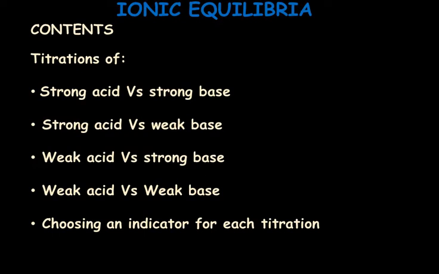In this video, we'll learn about different titration curves, that is, what type of curve a strong acid versus strong base titration will have and what indicator to choose for it. Similarly, we'll go ahead with the titration of a strong acid versus weak base, a weak acid versus strong base, and also a weak acid versus weak base, and how to choose an indicator for each type of titration.